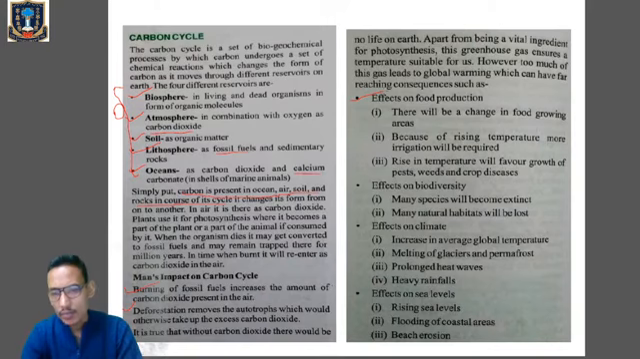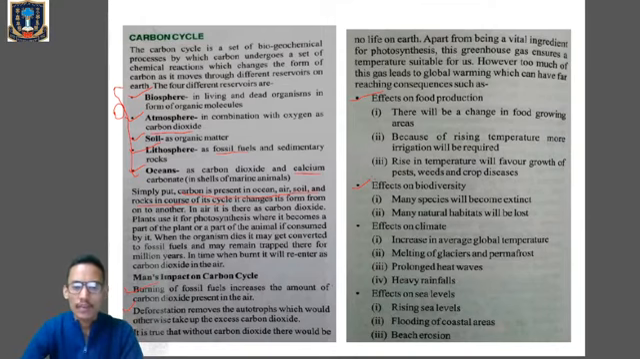So food growing areas will be changed. Because of rising temperature, more irrigation will be required. Rise in temperature will favor the growth of pests, weeds, and crop diseases, that means unwanted plants. Number two, effect on biodiversity. Many species of plants and animals will become extinct, and many natural habitats of living organisms will be lost.